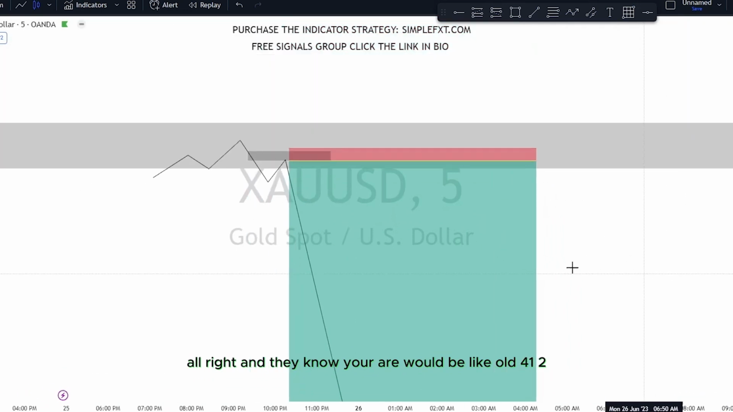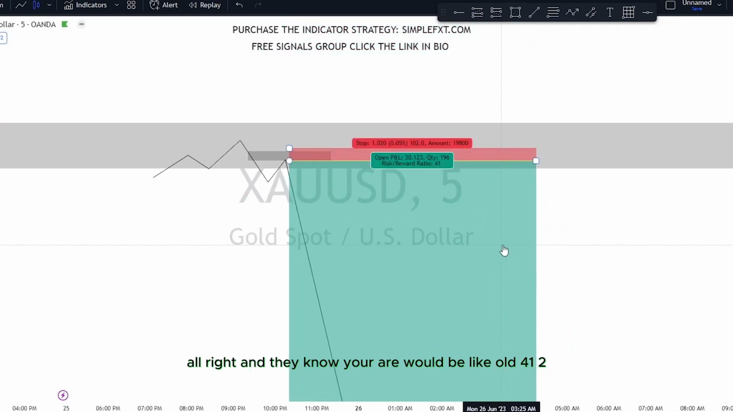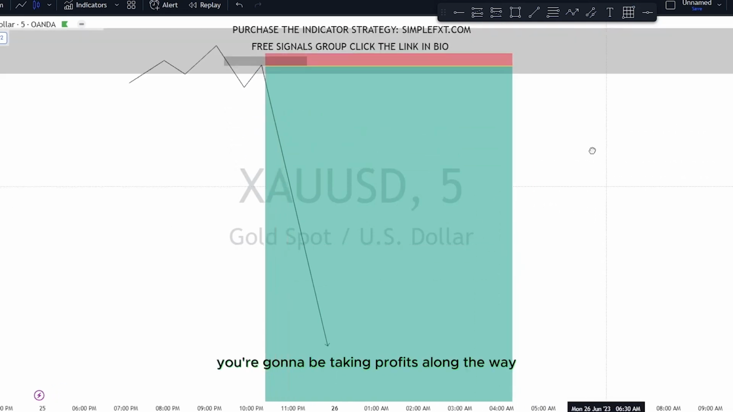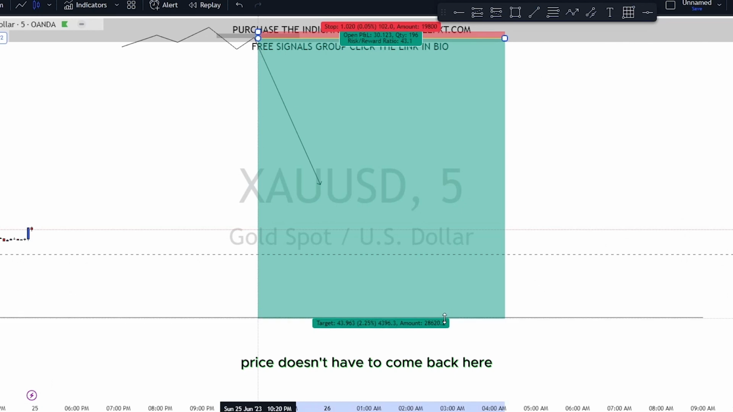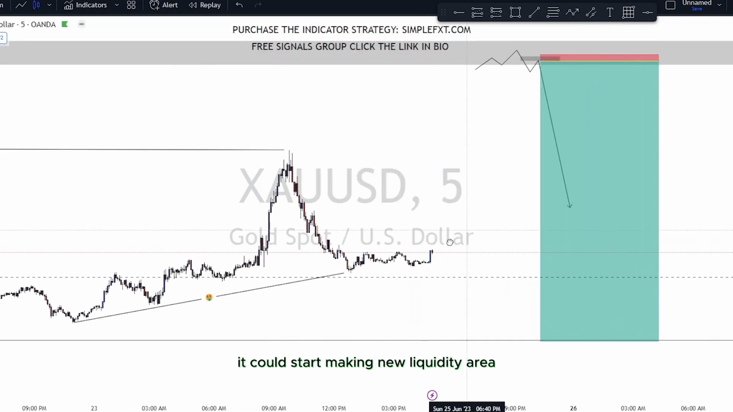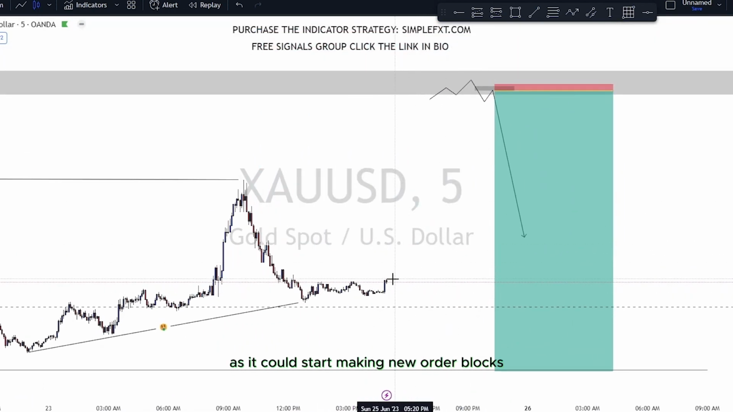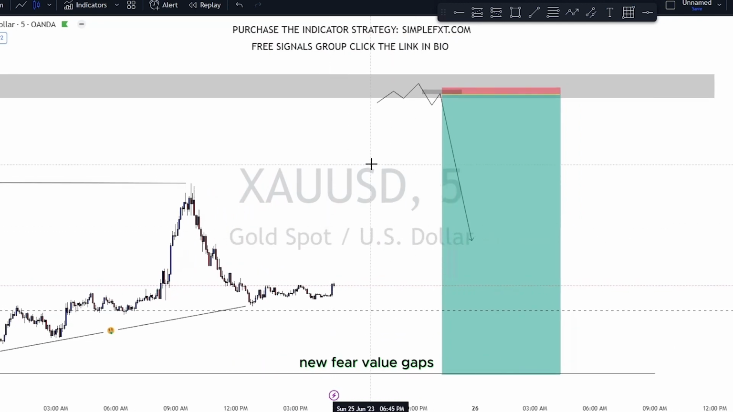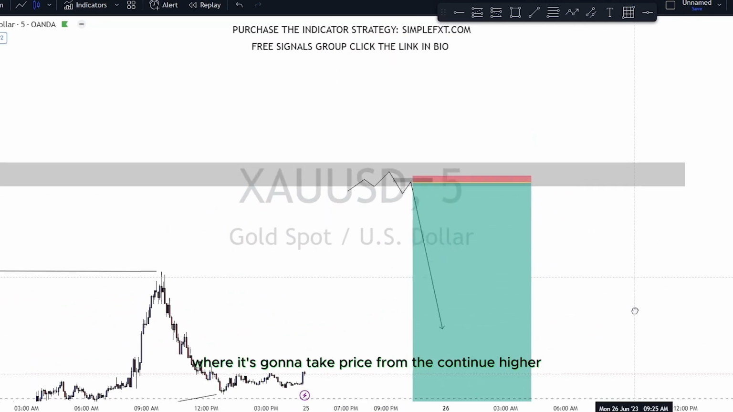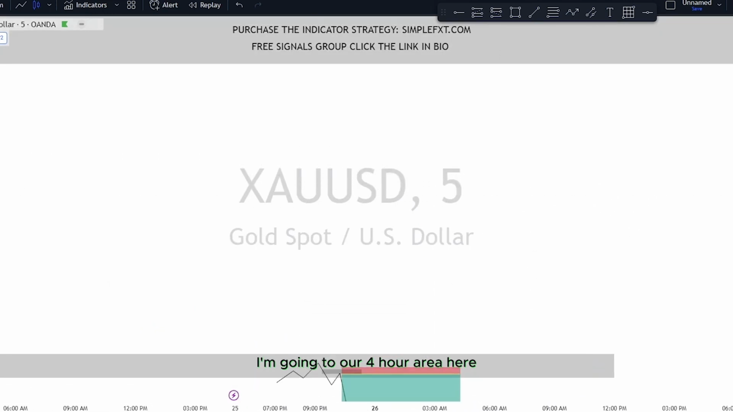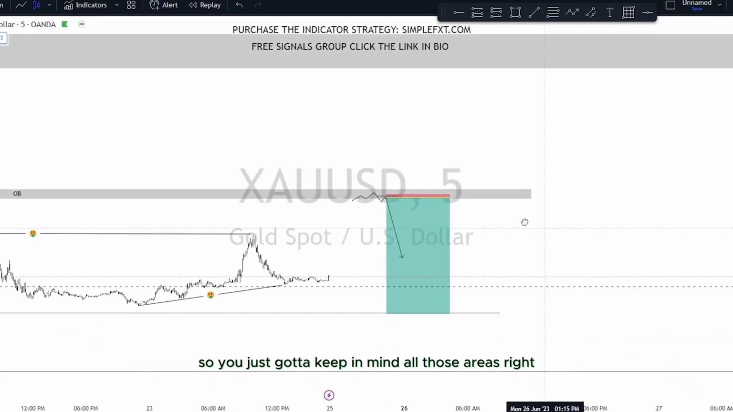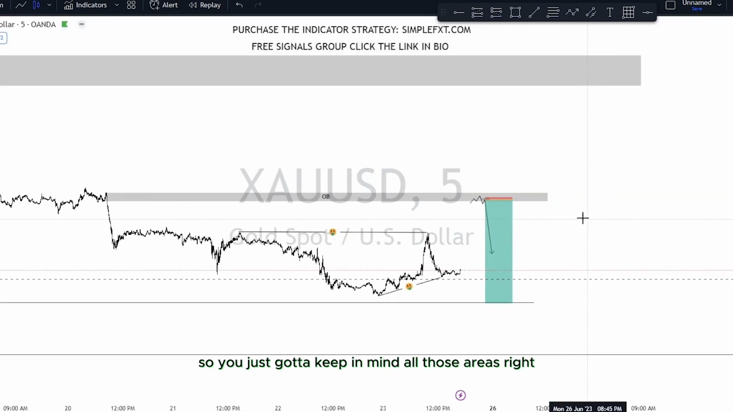All right, and then now your RR would be like 41 to 1 RR, just like that. But I said before, you're gonna be taking profits along the way, because you never know, price doesn't have to come back here. It could start making new liquidity areas, new order blocks, new fair value gaps, where it's going to take price to continue higher and go into our 4-hour area here. So you just got to keep in mind all those areas, right?